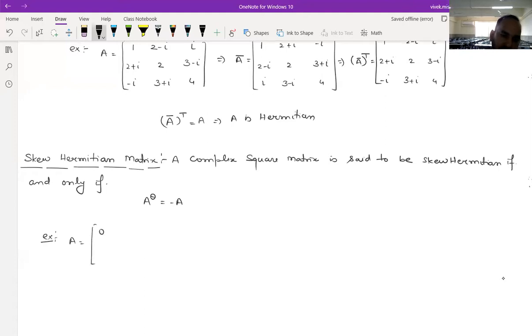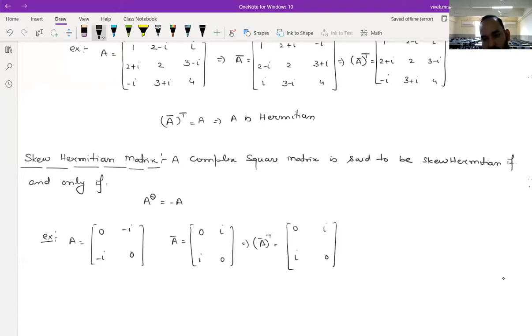Now example, if I take A 0 minus I 0, then A conjugate will be what? 0 I 0. A conjugate का transpose is what? 0 I. If I take minus 1 common, it's 0 minus I 0. So this implies A conjugate ka transpose is equal to minus of A. A is skew Hermitian. Yes, sir.